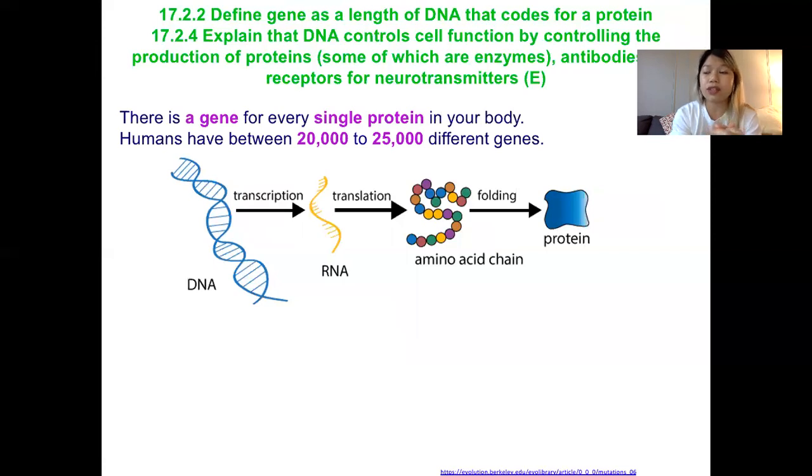So humans have roughly 20,000 to 25,000 different genes in them, but we're not expressing them all at the same time. We're not always making all these different proteins. It depends what our bodies actually need.